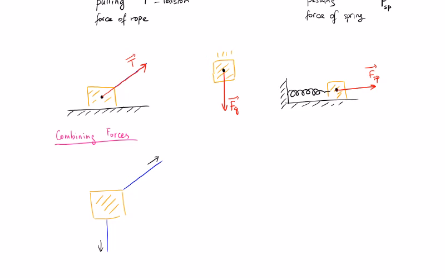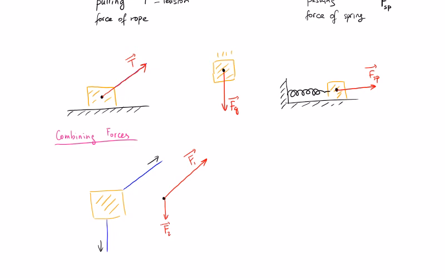Now you can represent the box as a dot, okay? And then one force could be going, let's say, in this direction with the force F1. And then there is another force going downwards, a little bit shorter. Now how would we find the combined force?